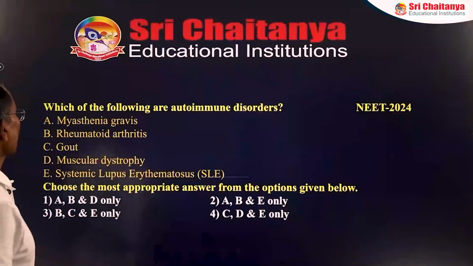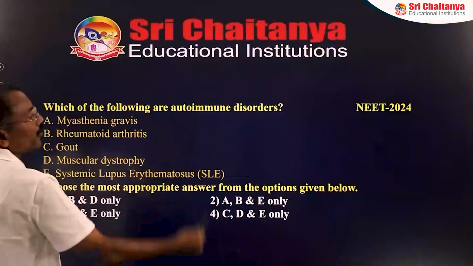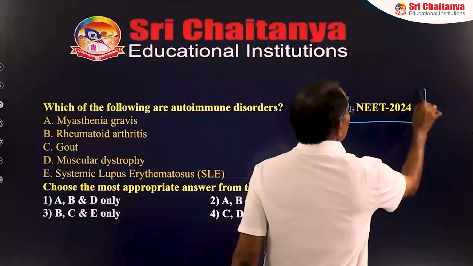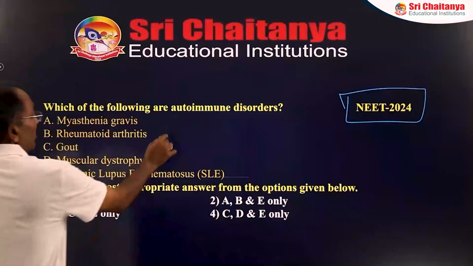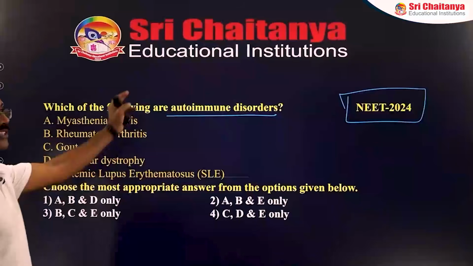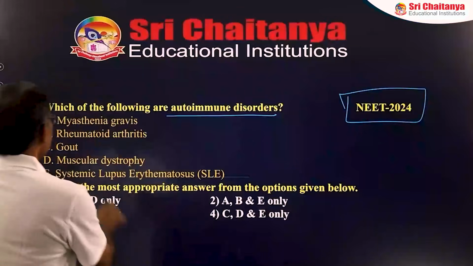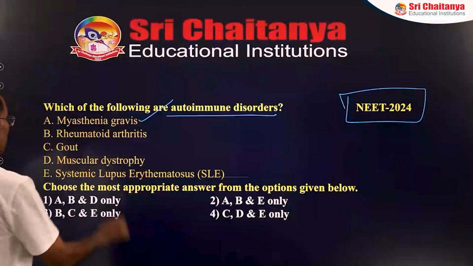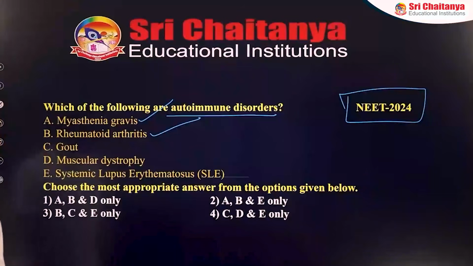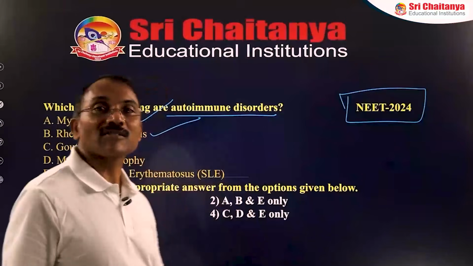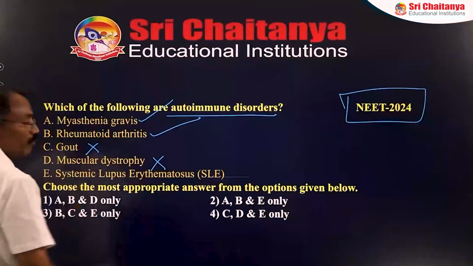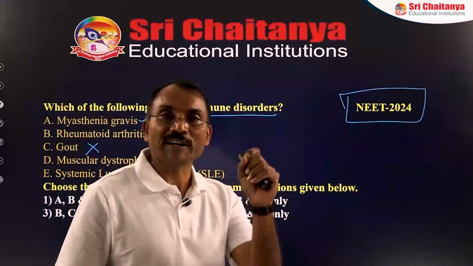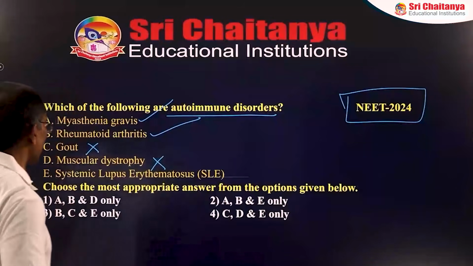Next question is, which of the following are autoimmune disorders? 2024 public NEET entrance examination question it is. We have to select only autoimmune disorders. Myasthenia gravis, autoimmune disorder. Rheumatoid arthritis, autoimmune disorder. Gout, it is due to accumulation of uric acid crystals, not due to autoimmune disorder. Muscular dystrophy, commonly due to genetic disorders, not due to autoimmune disorder.